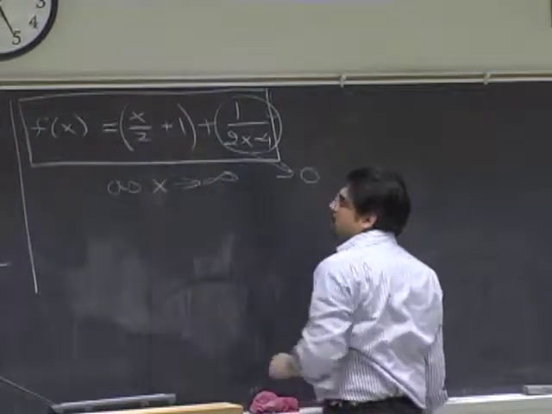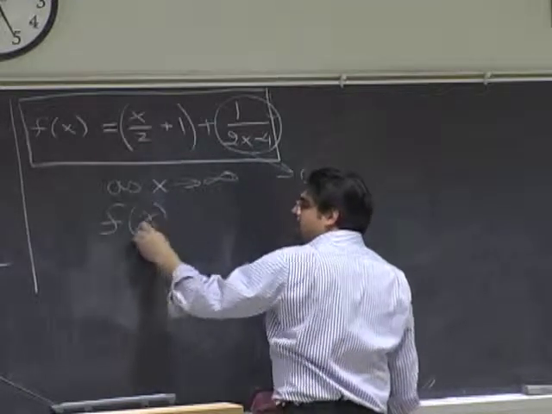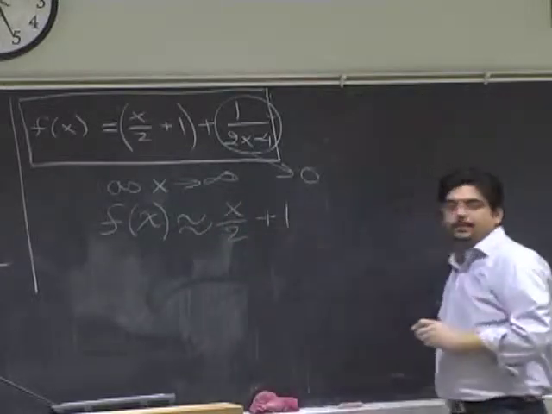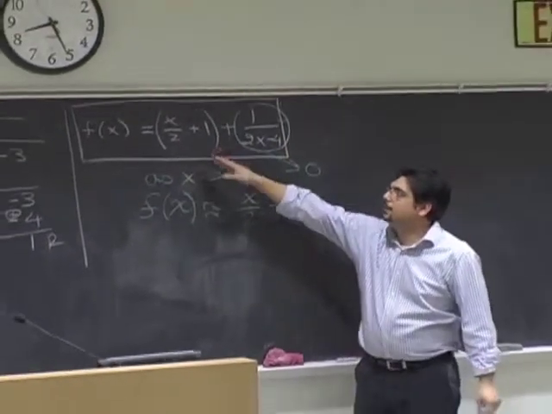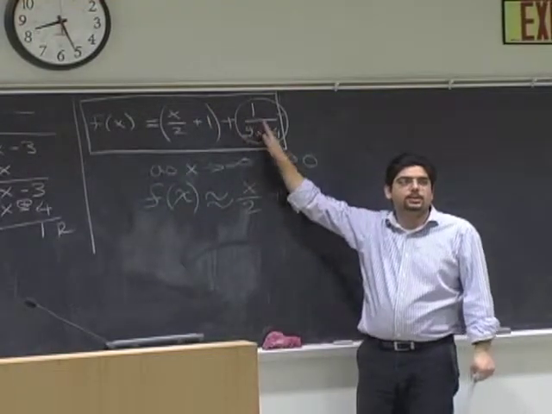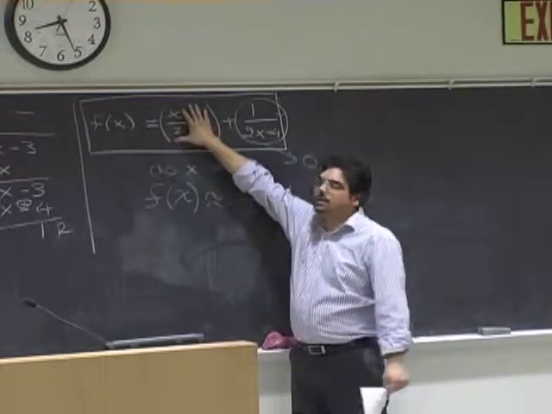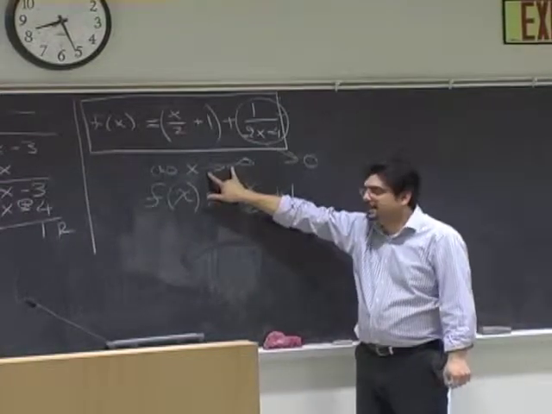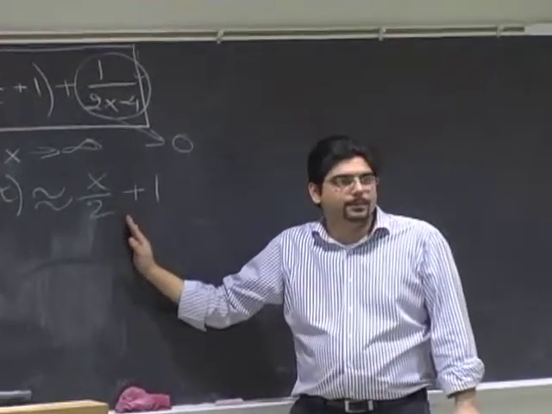But this quantity is large. So here's what we're going to say. As x gets large, f of x is approximately x over 2 plus 1, because this part is negligible. So it's like saying, if x is like a billion, this is like half a billion plus 0.00001, for example. So f of x is approximately this value when x is really large. So in that case, when x is large, the function graph would look like x over 2 plus 1.